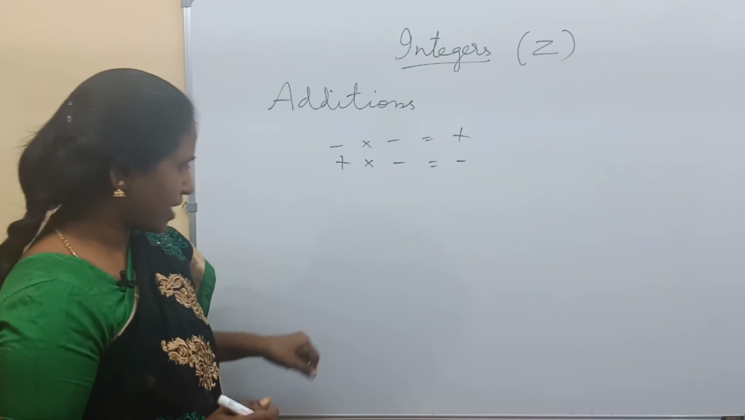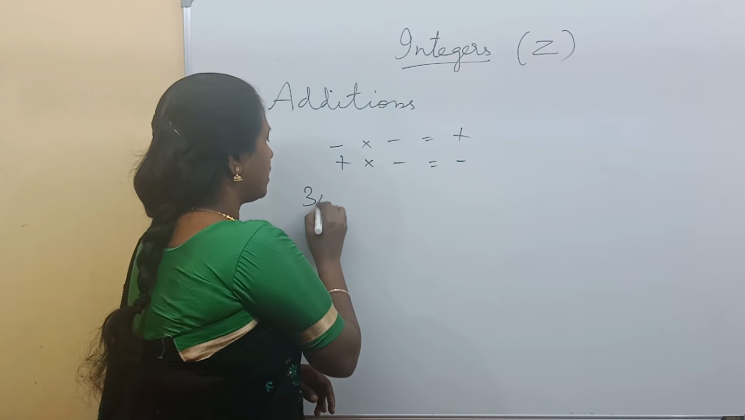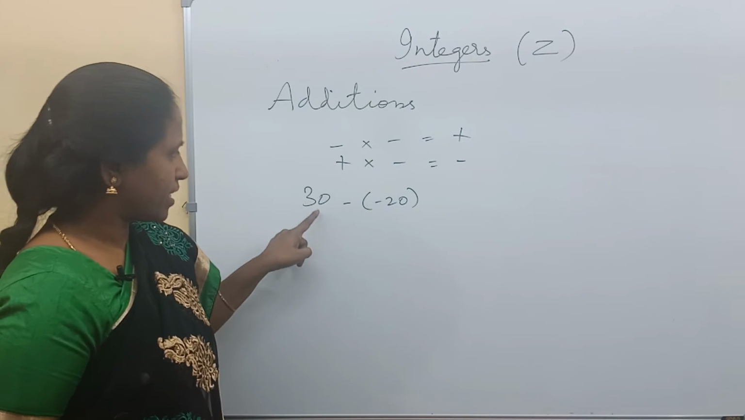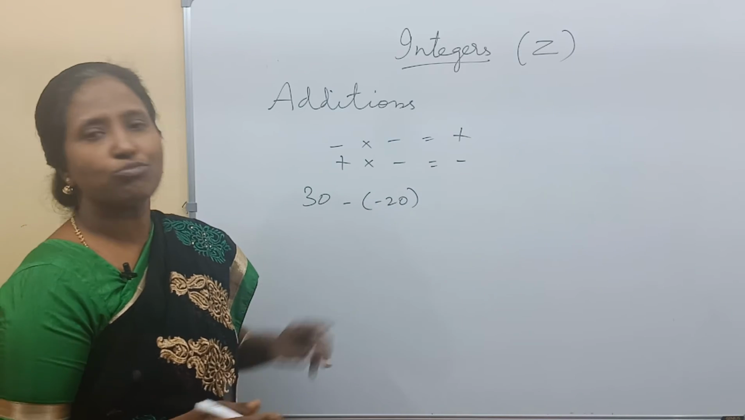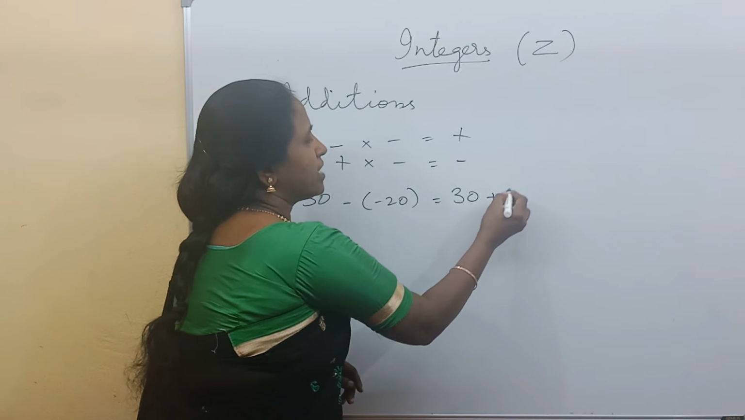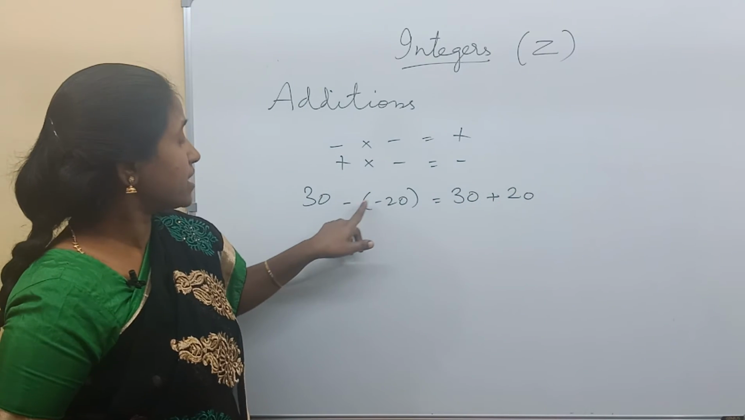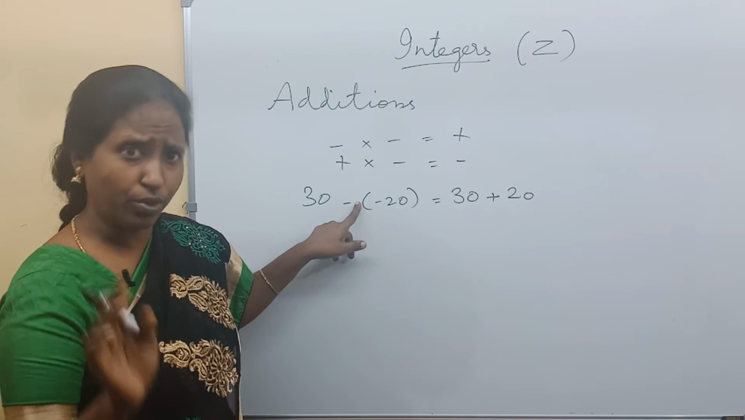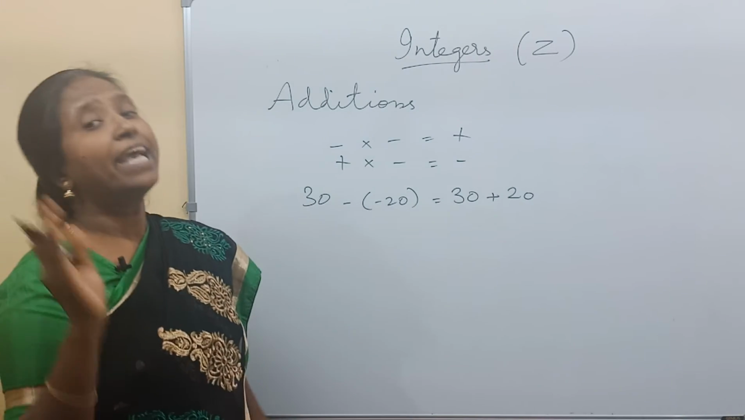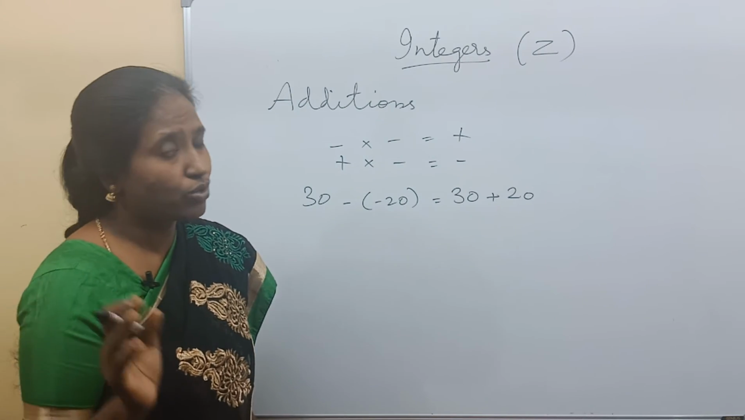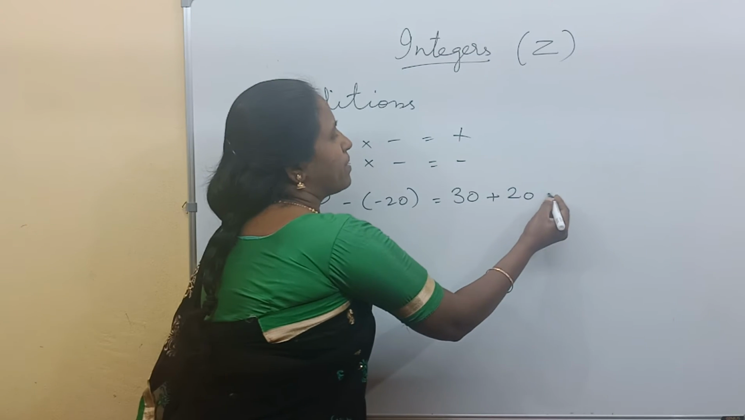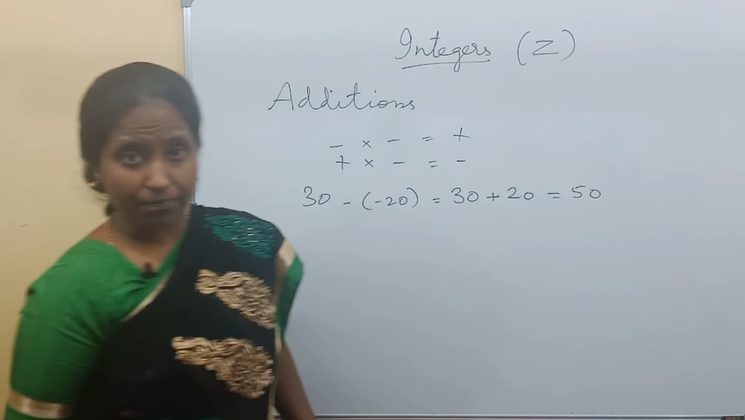So what was the sum that I told you? 30 minus of minus 20. So what will happen? 30 minus into minus. This gives you 30 plus 20. Minus into minus, here there is no into. So in the previous video also I have told you, if there is no symbol, that means multiplication is understood over there. So 30 minus into minus plus, 30 plus 20 will give you 50, right?